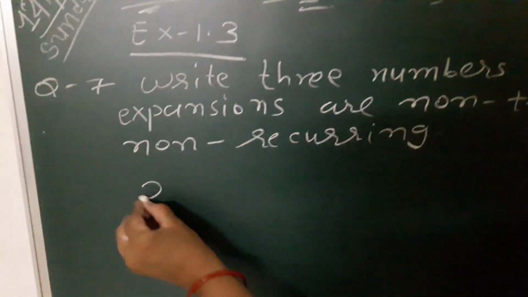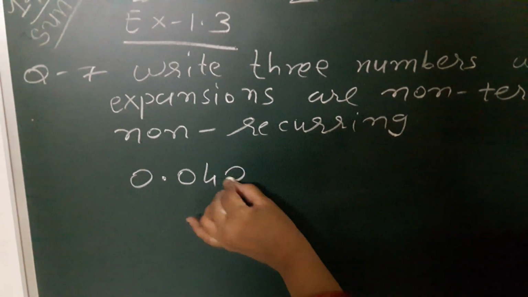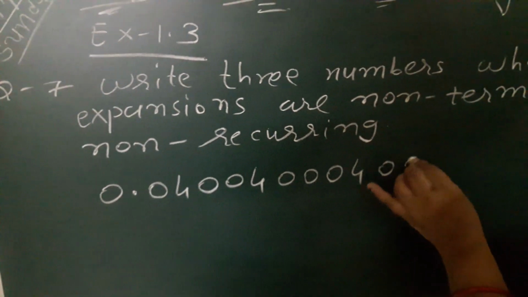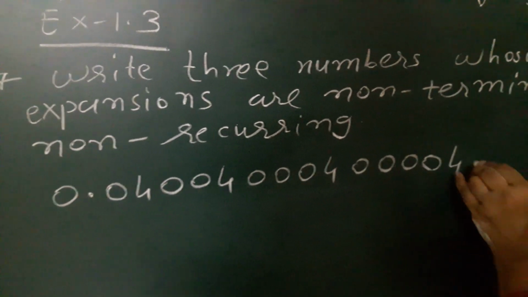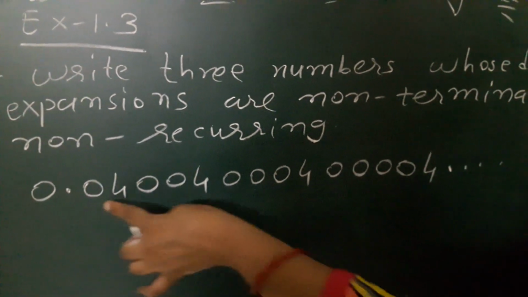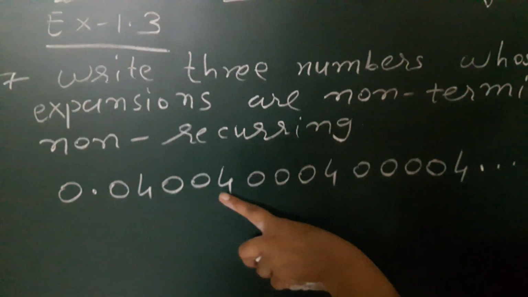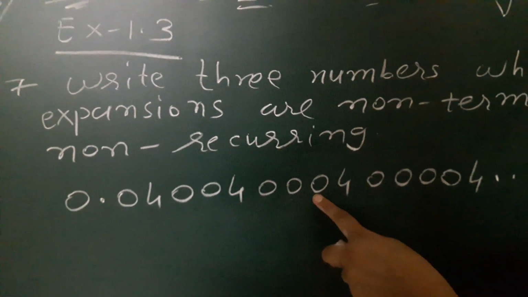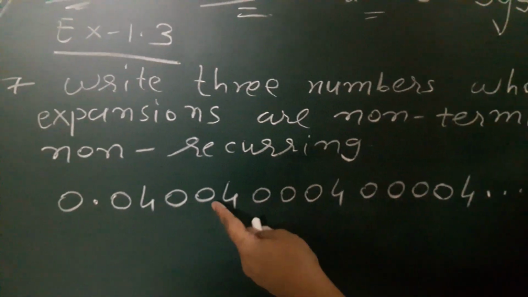So we are taking, for example, 0.04, 0.004, 0.0004, and so on, with the number of zeros increasing up to infinity. Here we can see that this decimal expansion is non-terminating. It has no end, and no number is repeating here. So it is non-terminating, non-recurring, so it is an irrational number. You can take any example.